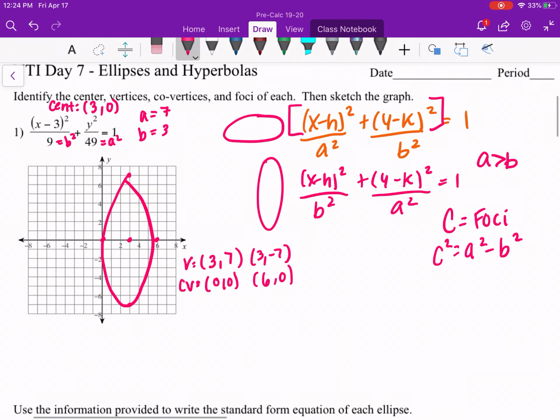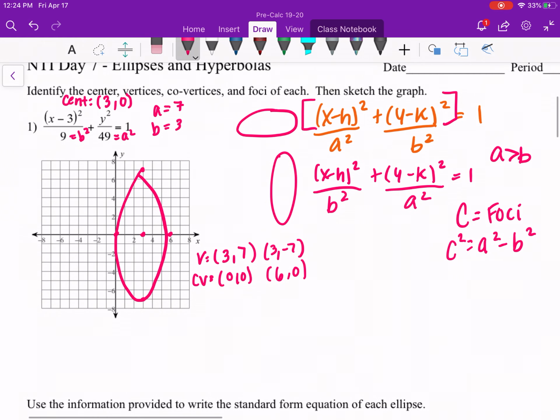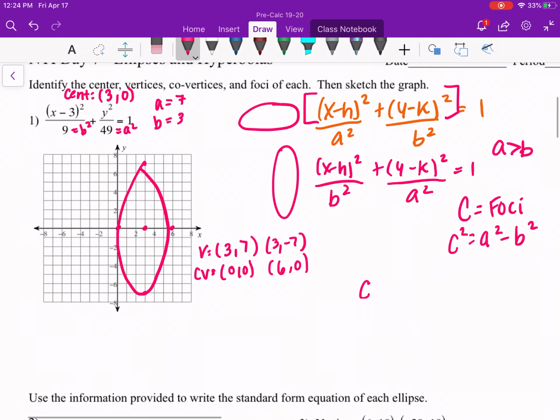And the foci, now we have to figure out what the foci is. So we can find C by doing A squared minus B squared, which means C squared is 40, which means C is the square root of 40, which is divisible by 4, which means we can call it 2 root 10.